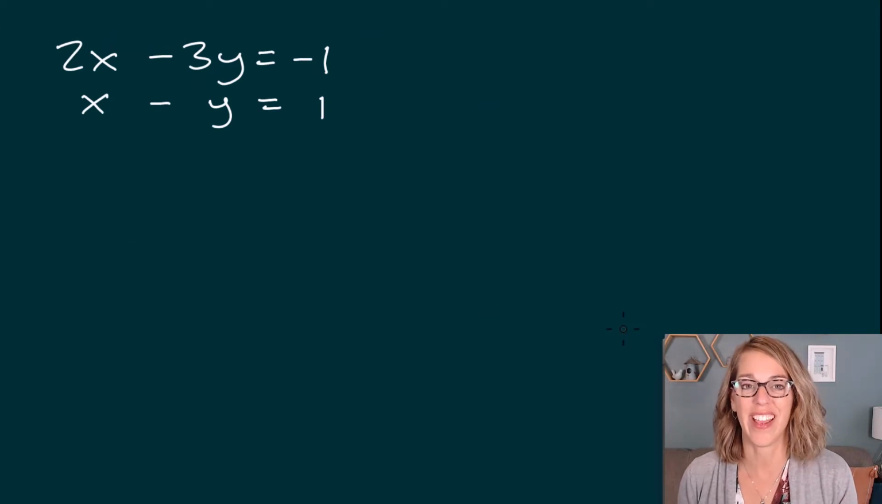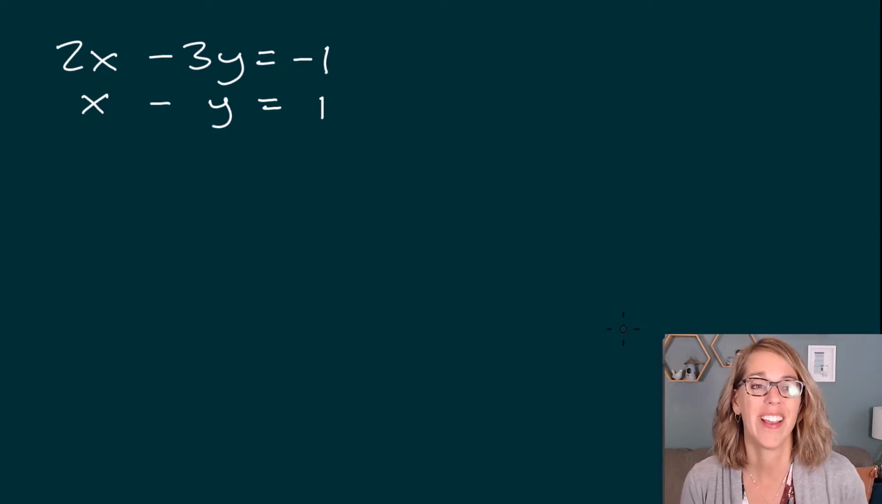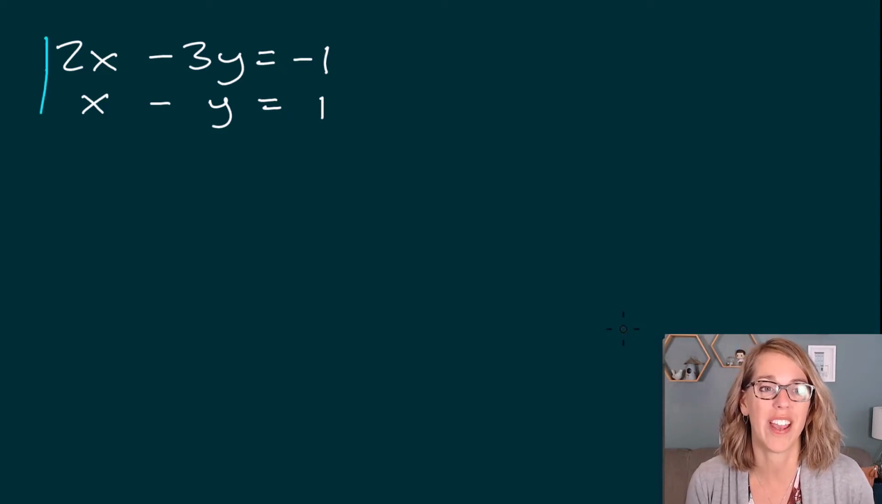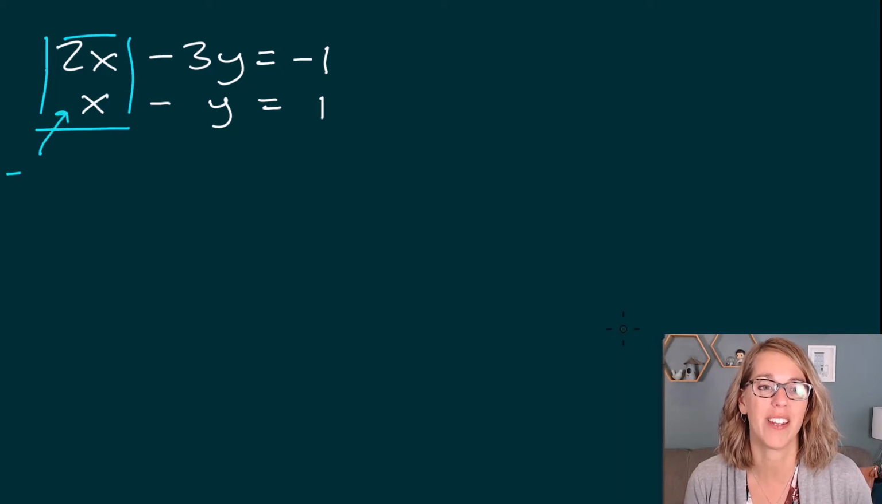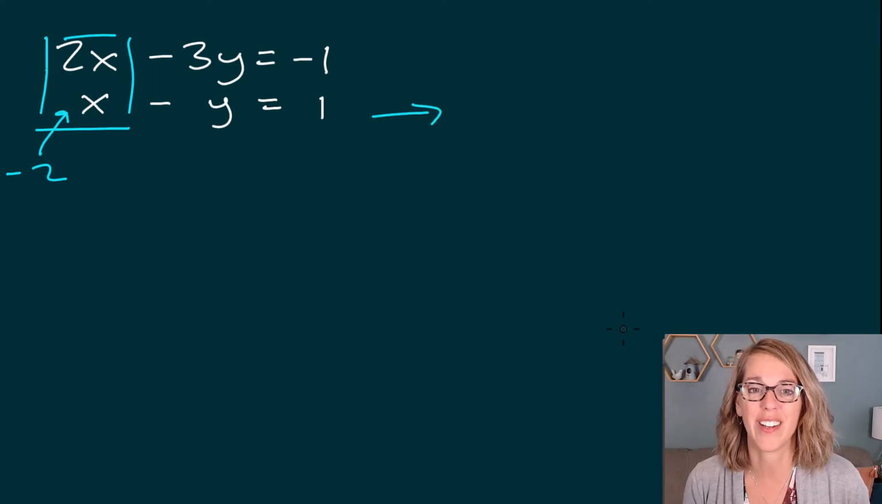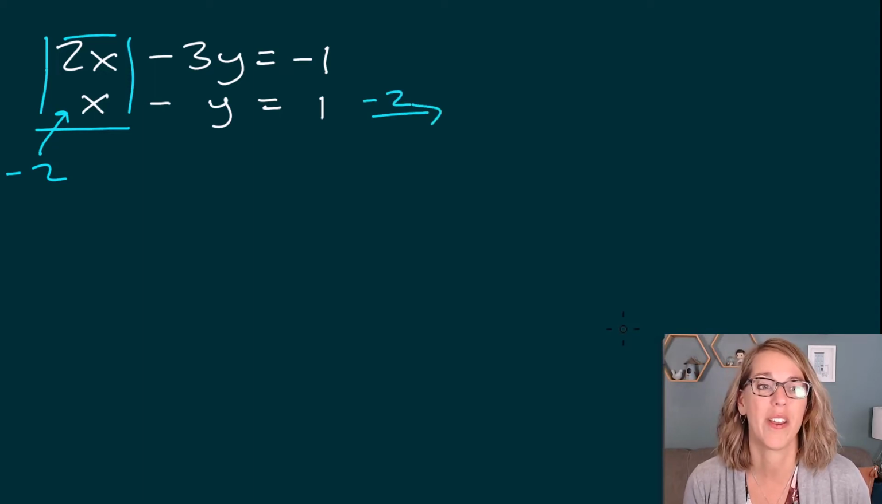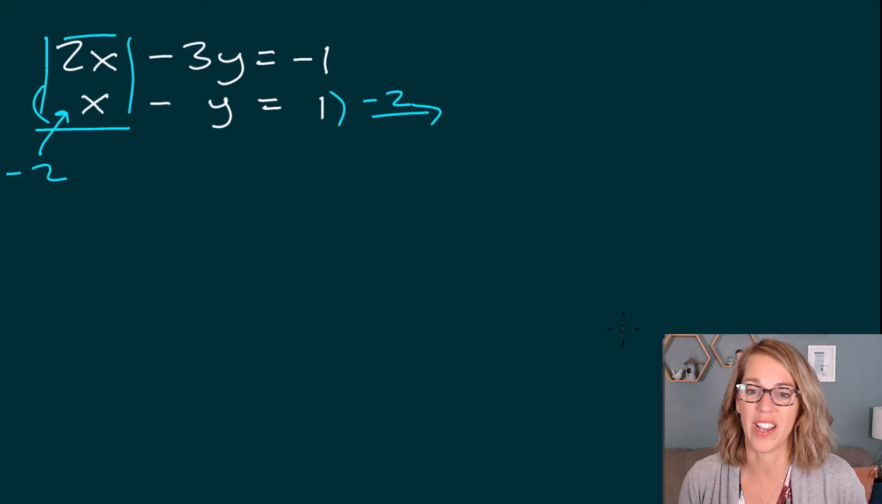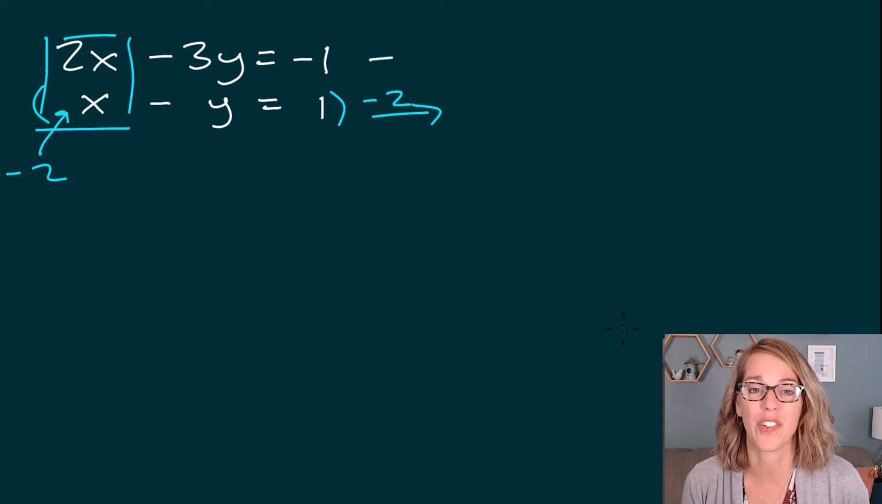In this one, I again need to choose a variable to eliminate. Honestly, you could pick either one. I'm going to go ahead and choose the x's. So if I choose the x's, that means that I need a -2 right here. So I need to multiply this entire second equation by a -2, and I can go ahead and just carry the first equation over.